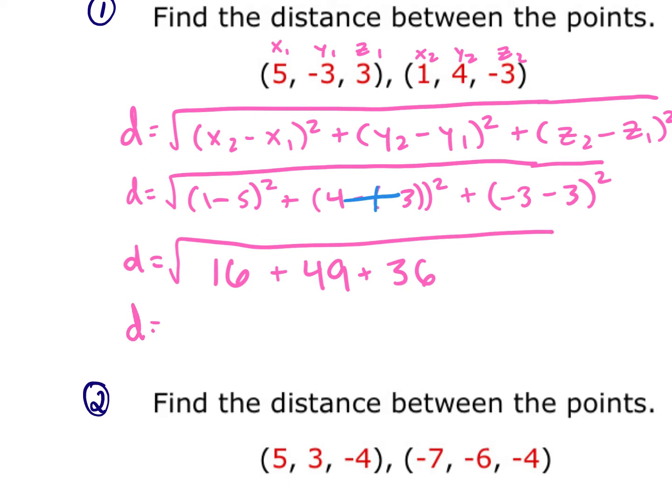So what do we get for the distance? Square root of 101. Perfect. You can't break that down, but if you can simplify it, make sure you simplify it. You have to know the distance formula for the quiz tomorrow.